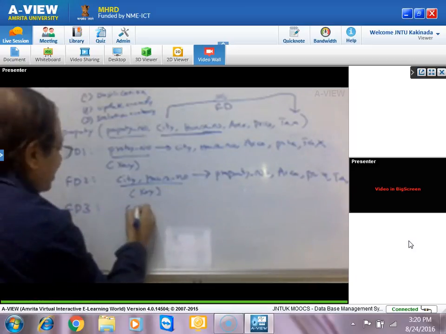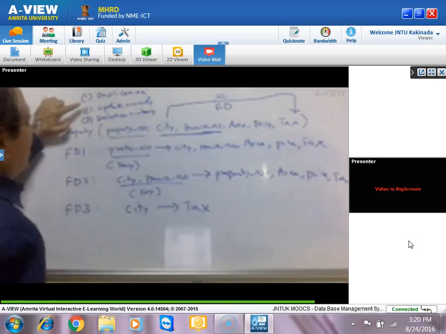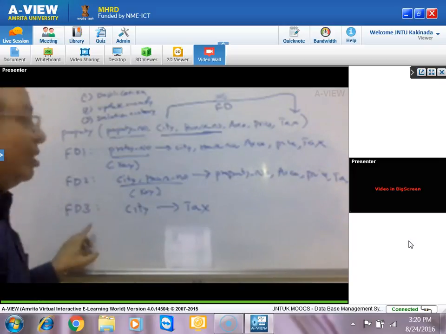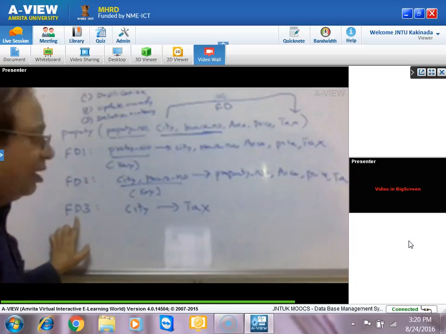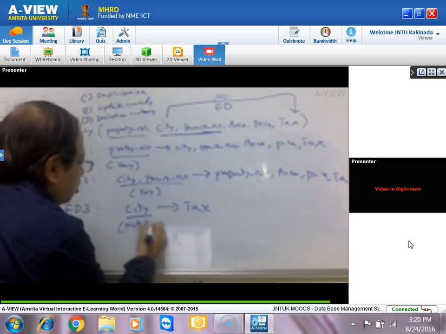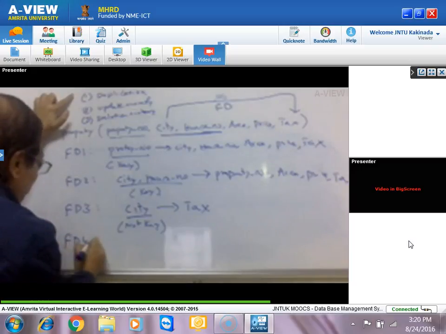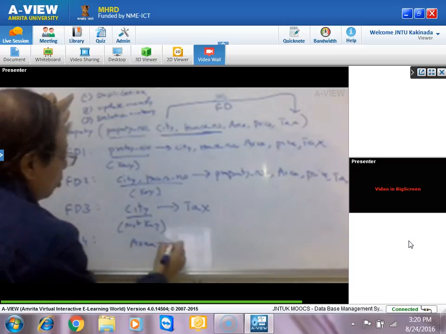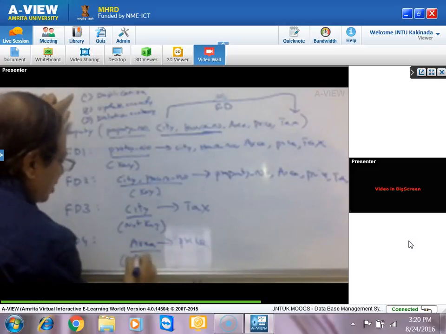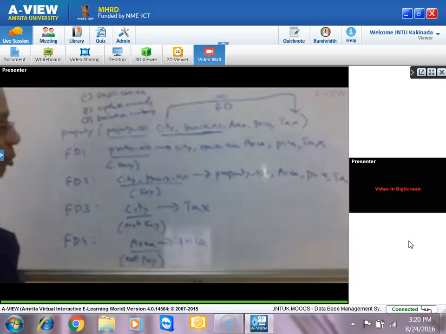The one which says city determines tax, this FD will cause the problems of duplication, update anomaly and deletion anomaly, as I explained, because this FD is not captured by the key. This is not a key of the relation, and hence it causes this problem. Similarly, FD4 says area determines price. Here too, area is not a key for this relation. This also causes duplication, update and deletion anomalies.